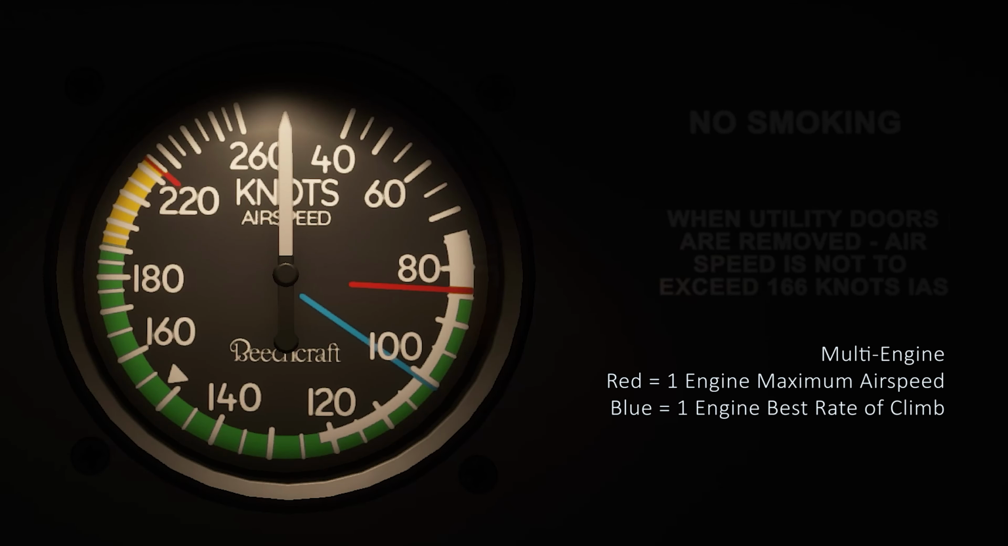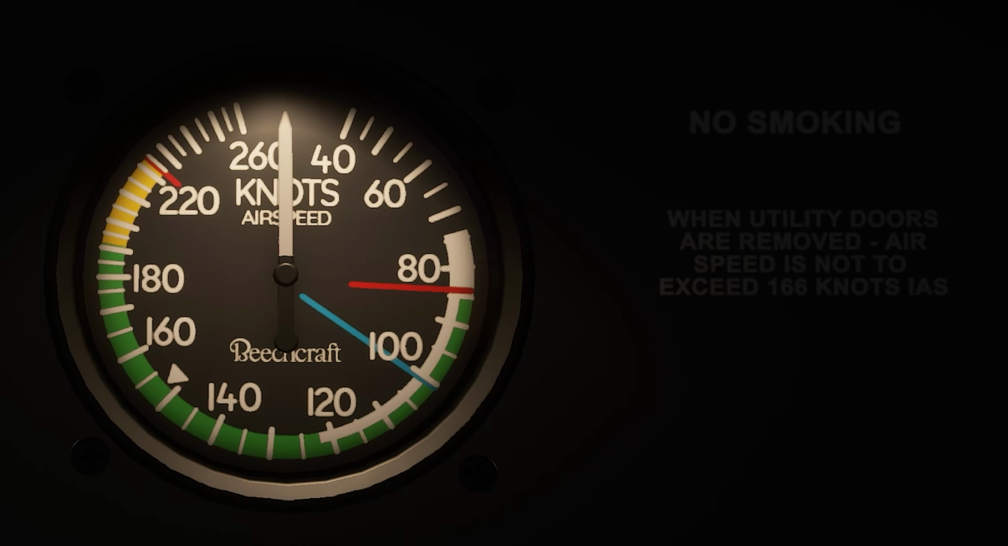Multi-engine aircraft have two additional markings of red and blue. The red line is your VMC, which is the minimum airspeed you should be operating the aircraft if one engine were to fail and you were only flying on one engine. VMC for velocity minimum control. The blue radial indicates VYSE, which is the best rate of climb with only one engine. VY is usually your best rate of climb speed in any aircraft, while VYSE is best rate of climb with a single engine, SE.